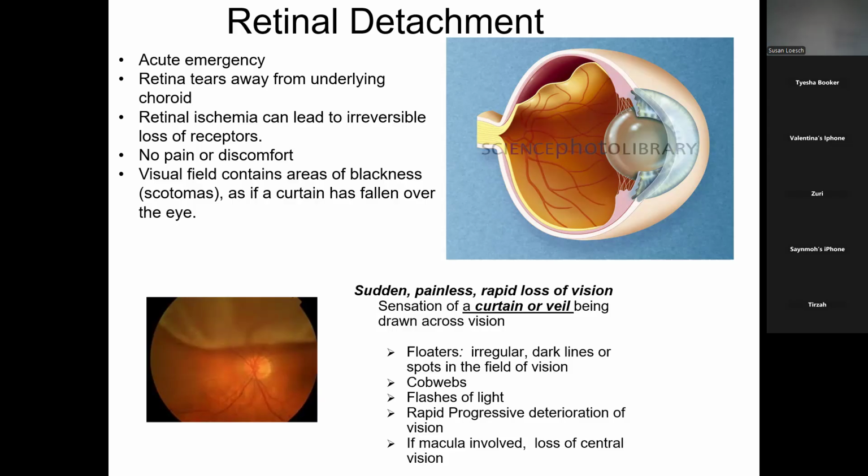Usually the sign of this is going to be like a curtain falling over the eye. It's sudden, painless, rapid loss of vision. So they describe it as a curtain or a veil being drawn across the eye. Cobwebs, flashes of light.